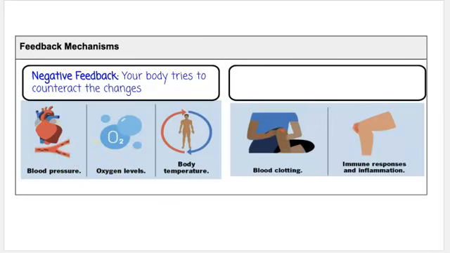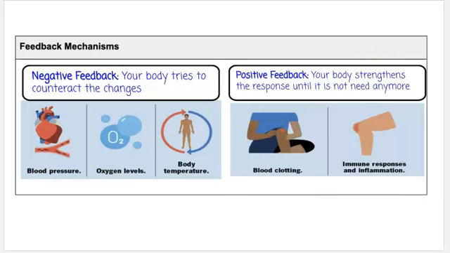Now, positive feedback is very different. Instead of stopping the change, it makes the change stronger until a specific event is finished. Some examples include blood clotting, where the process keeps building until your bleeding stops after you get a cut. Or let's say you have an infection. Your body will continue to release immune cells and give you an immune response reaction to fight the infection. So let's remember, negative feedback brings things back to normal, but positive feedback keeps pushing the change until the job is done.